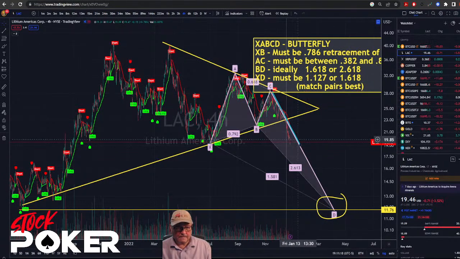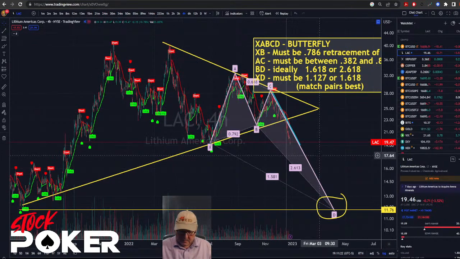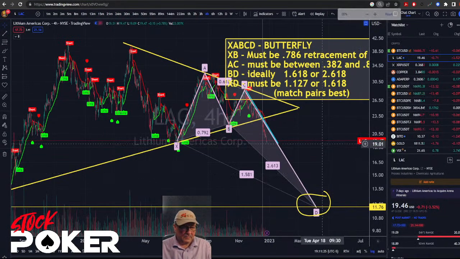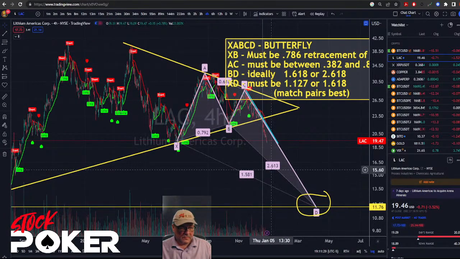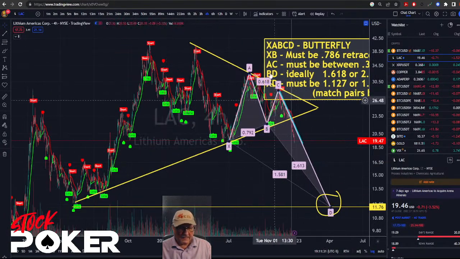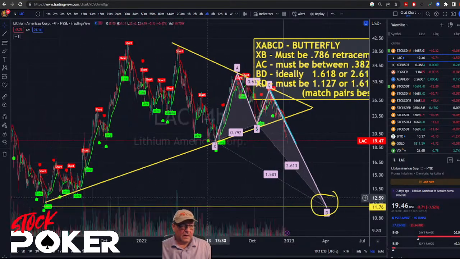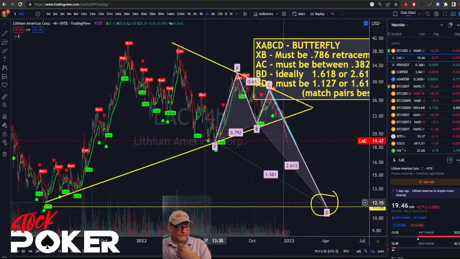2618, 1618, which is what we have here. We got 2618. Let me zoom in a little bit so you can see that better. We have the 2618 and the 1618, and it just happens to project out to a previous low. So here on the Lithium Americas core, I think we're doing very, very well.